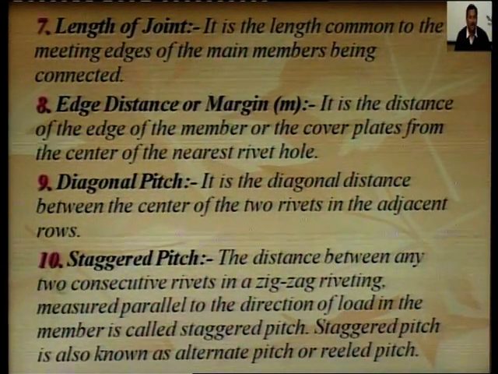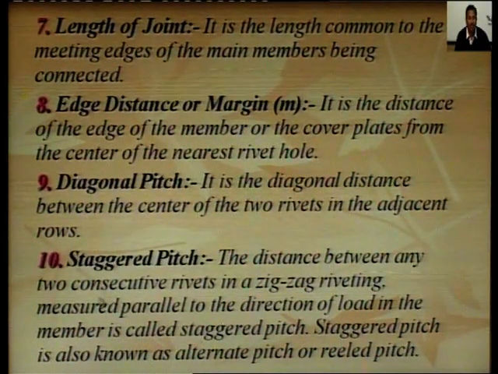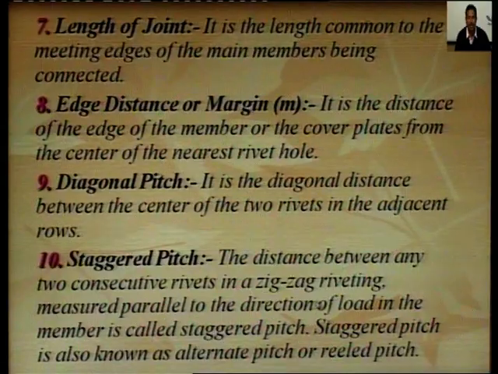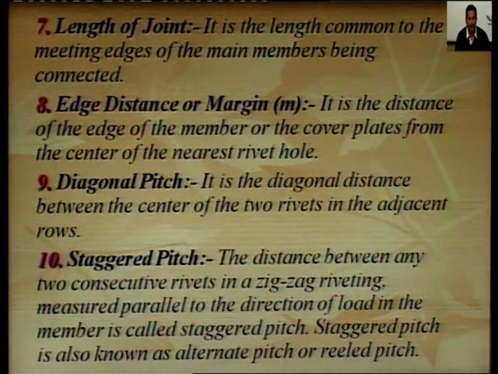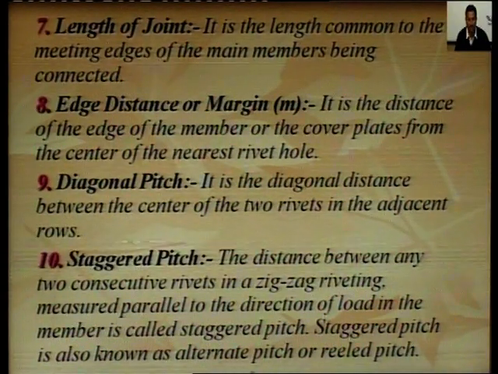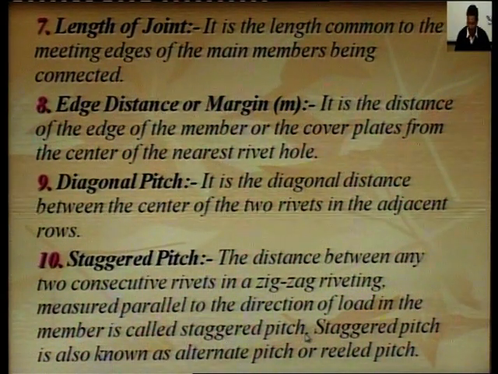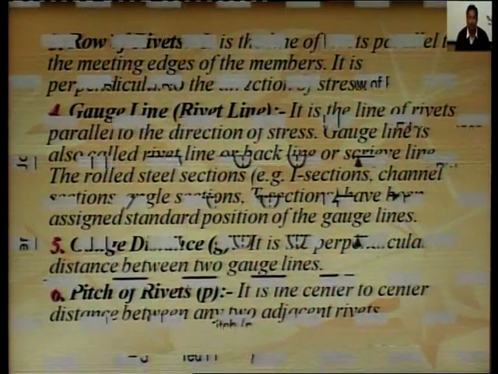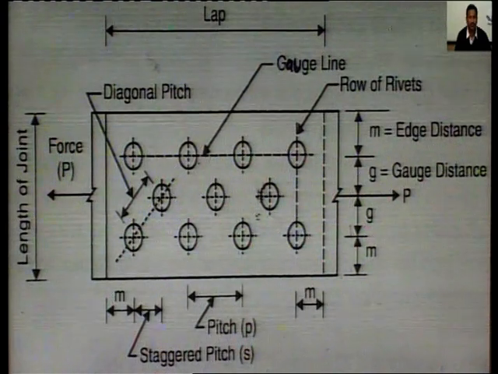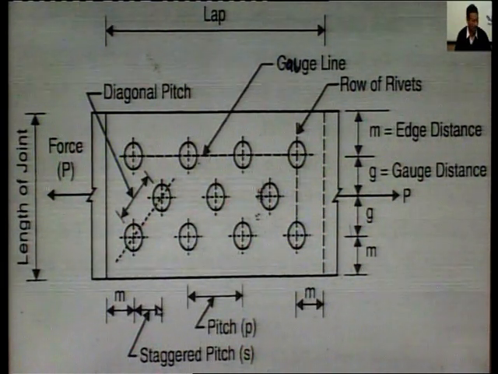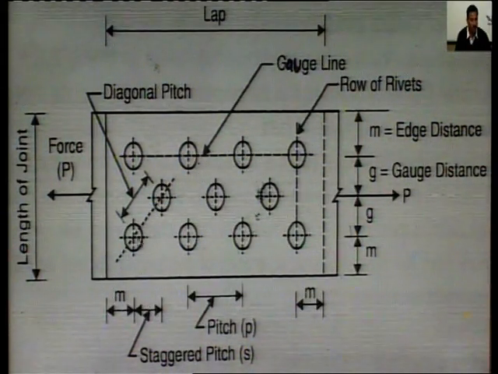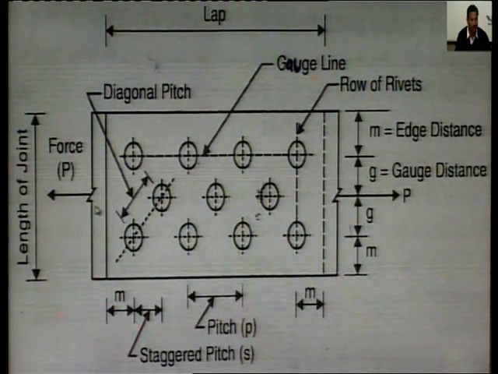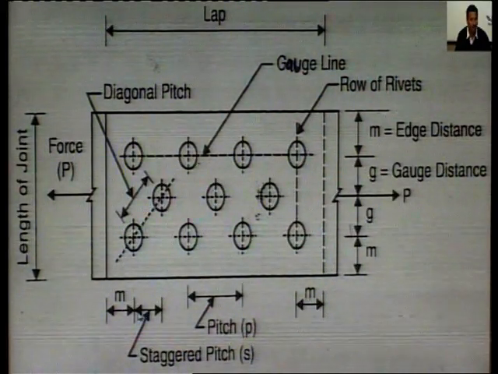Next is staggered pitch. The distance between any two consecutive rivets in a zig-zag riveting, measured parallel to the direction of load in the member, is called staggered pitch. Staggered pitch is also known as the alternate pitch or real pitch. In the diagram, this is the staggered pitch. Staggered pitch is the distance corresponding to the diagonal pitch and parallel to the direction of stress. So, this distance is called staggered pitch.